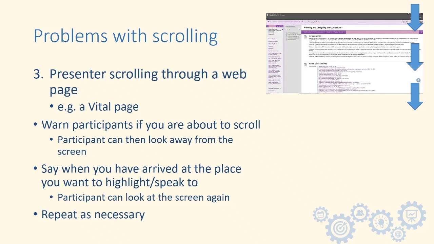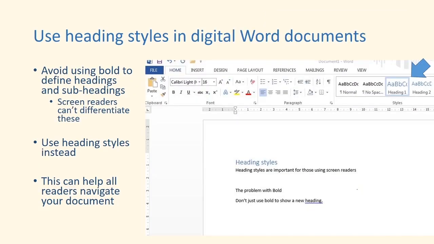People often use bold to indicate headings in Word documents. However, this can make it difficult for a visually impaired student using a screen reader. It also limits the way in which readers can navigate the document, a function that helps all users. Use heading styles as indicated in this slide.